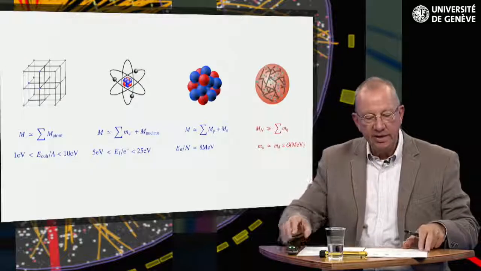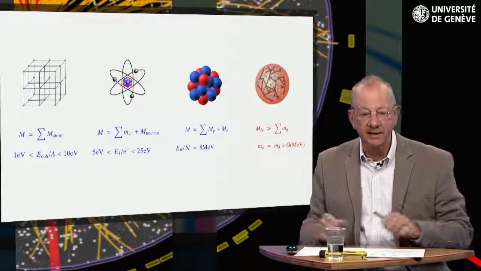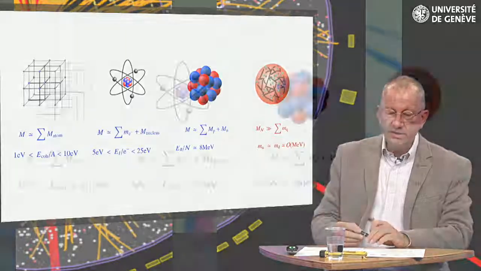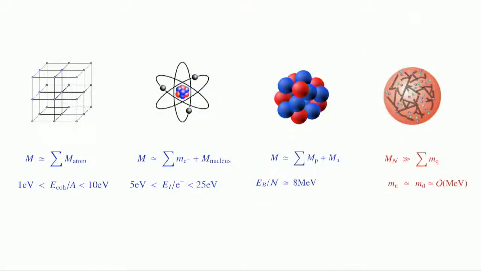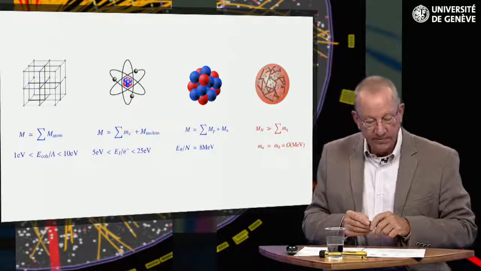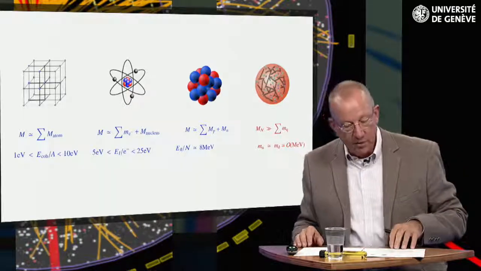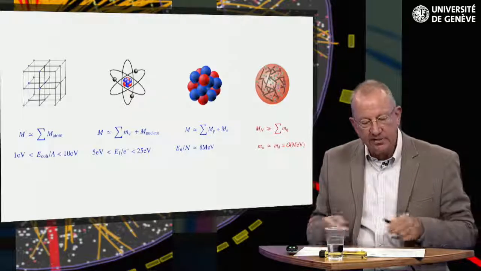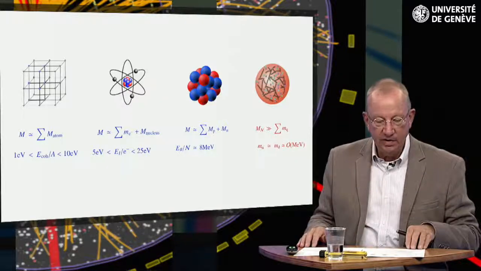Let us trace back the origin of mass across different scales. For ordinary matter, solids, liquids and gases, the mass is to a good approximation equal to the sum of the masses of their atoms. The cohesive energy, for example, in a crystal is between 1 and 10 electron volts per atom, which is small compared to the mass of the atoms. The mass of an atom is also pretty much equal to the sum of the masses of its electrons and its nucleus. The atomic binding energy is of the order of 5 to 25 electron volts per electron, small compared to the mass of the nucleus.